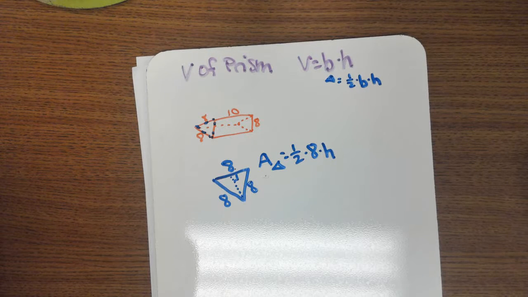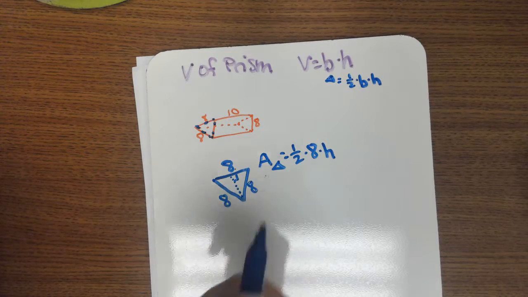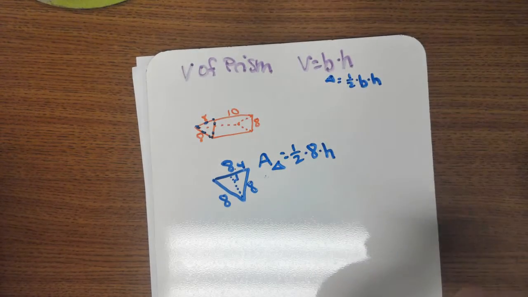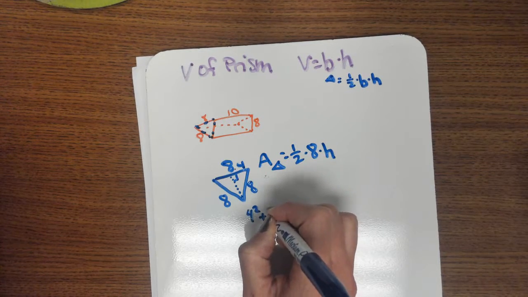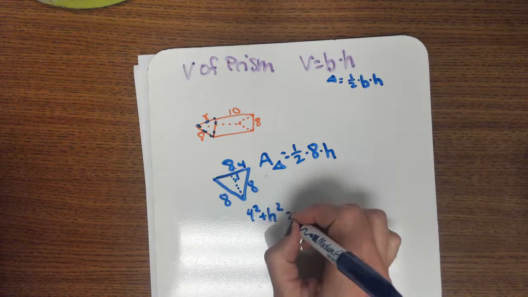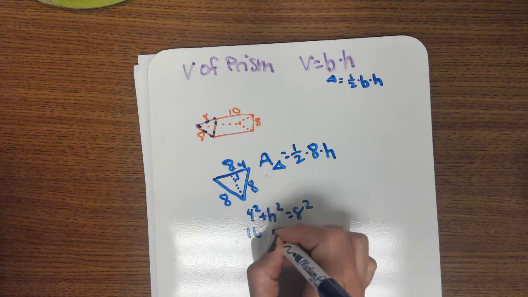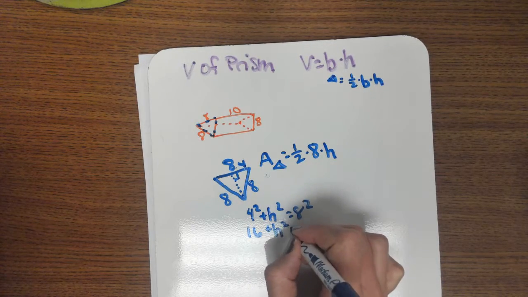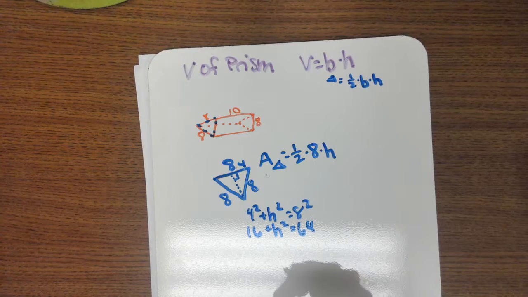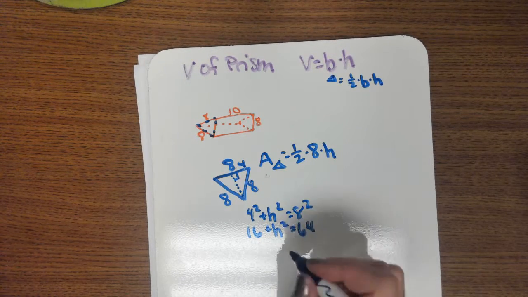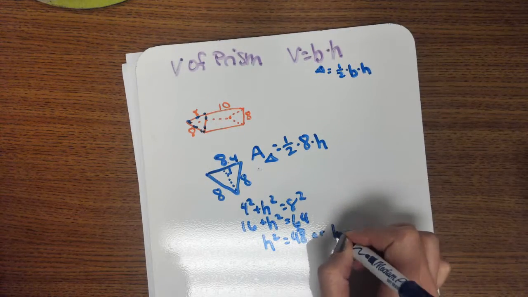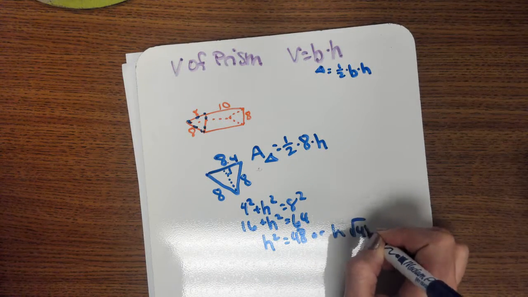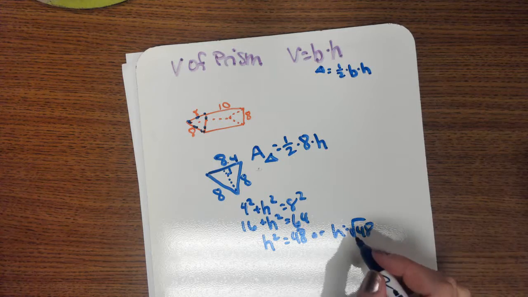Well, if I've got an isosceles triangle, I know the hypotenuse. I also know that this is going to be cut into half, so I could say 4 squared plus h squared, that's that dashed line, is equal to 8 squared. 16 plus my height squared is 64. Subtract 16 from each side, and I get h squared is 48, or the height is radical 48. Not a perfect square, so I'm just going to leave it.